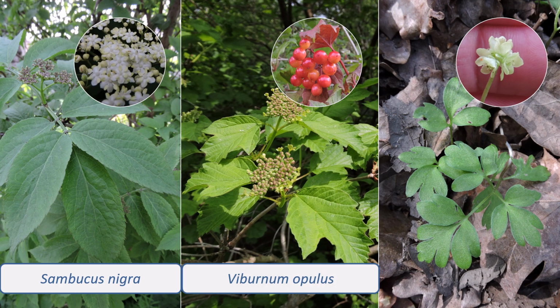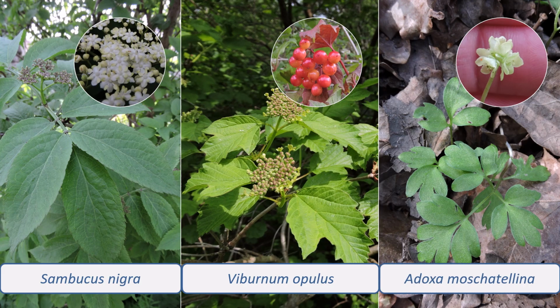Viburnum opulus, Guelder rose, a shrub or small tree with white flowers, red fruits, and lobed leaves. And Adoxa moschatellina, Moschatel or town hall clock, a small herbaceous plant with pale green flowers arranged in a cube shape with the centre flower facing upwards, and leaves divided into 3 lobed leaflets.